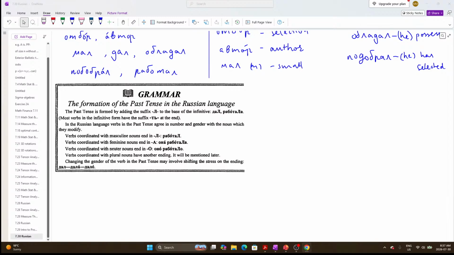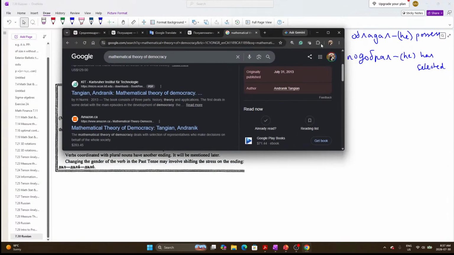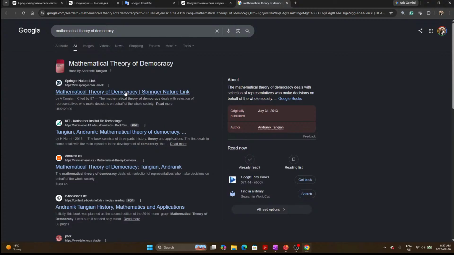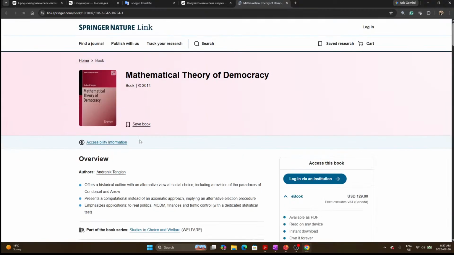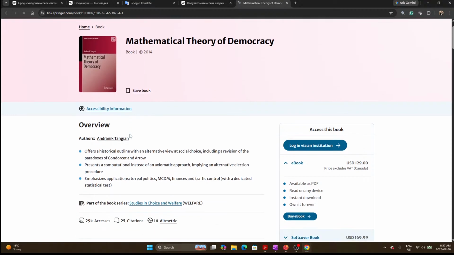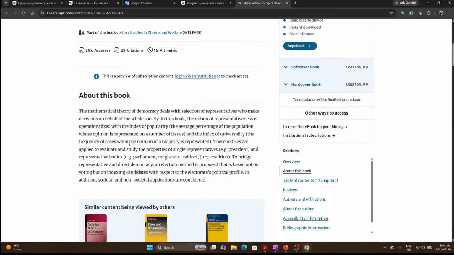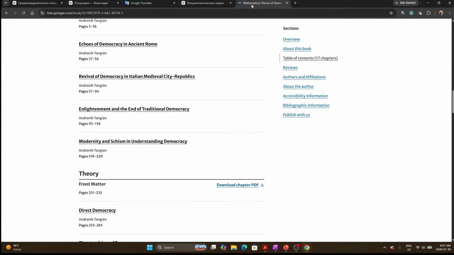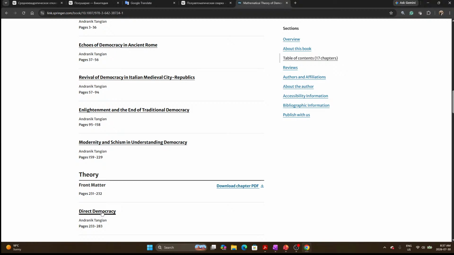Yes, this one. This is an actual book, Mathematical Theory of Democracy. Relatively new, I believe. It's actually very dense. Maybe we can take a look at some part of it.